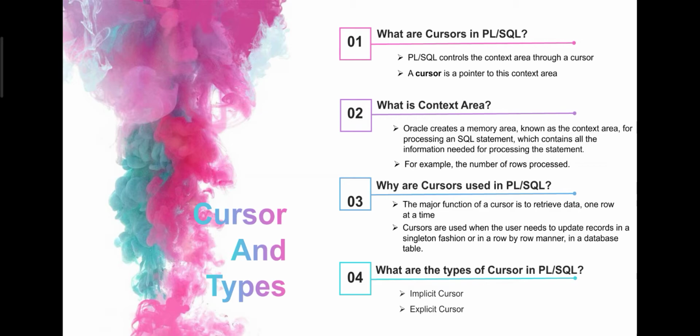Now, as we know what cursors and the context area are, let's move on to why cursors are used in PLSQL. The major function of a cursor is to retrieve data one row at a time. Cursors are used when the user needs to update records in a singleton fashion, or row by row. There are two types of cursor: first is the implicit cursor and second is the explicit cursor.